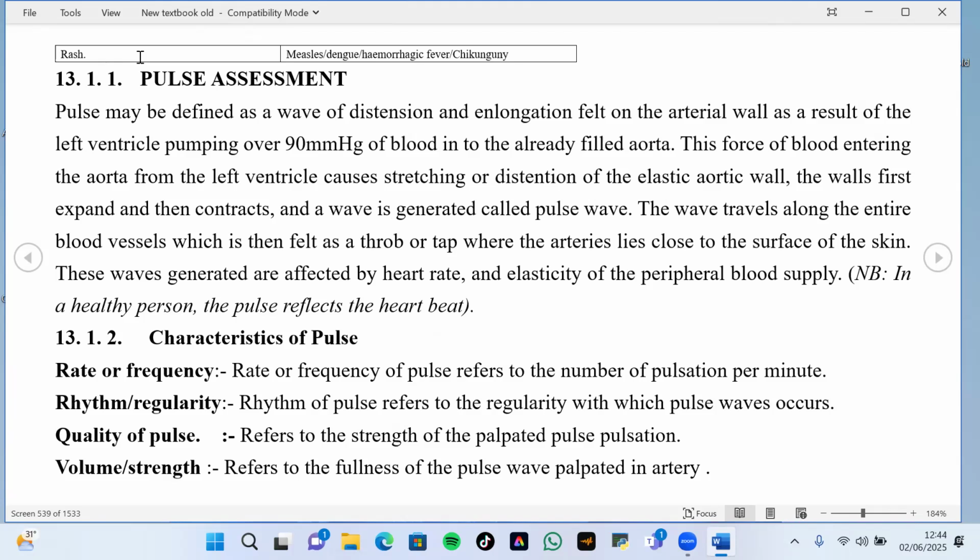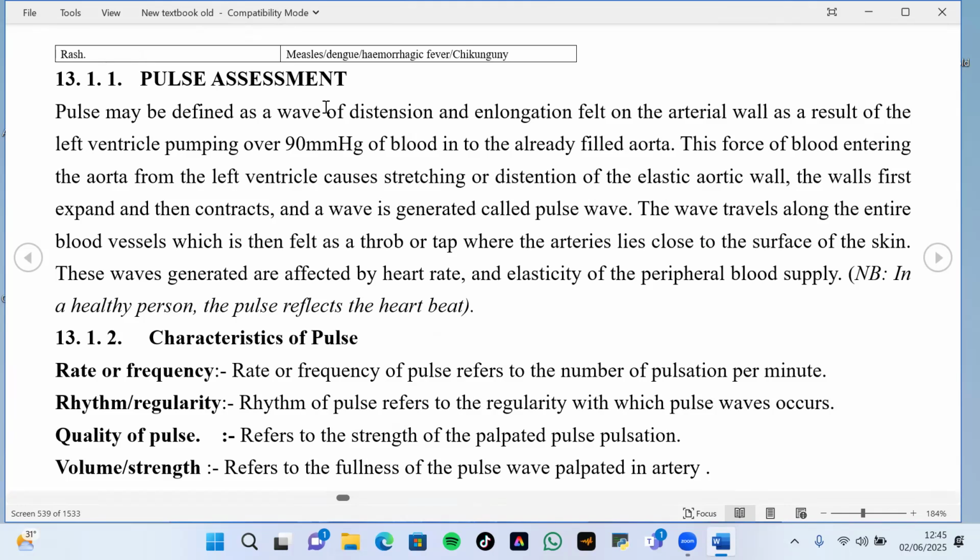As the wave travels along the entire blood vessel, you can now feel it by tapping at the arteries. And that is known as pulse rate. And you can feel it. And that is what we are feeling. It is that contraction of the already filled aorta that leads to the wave you feel at the pulse.